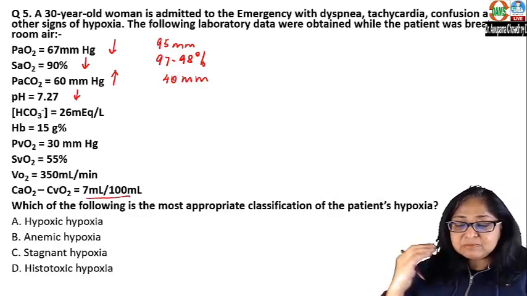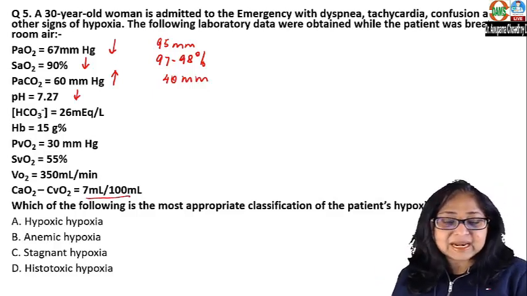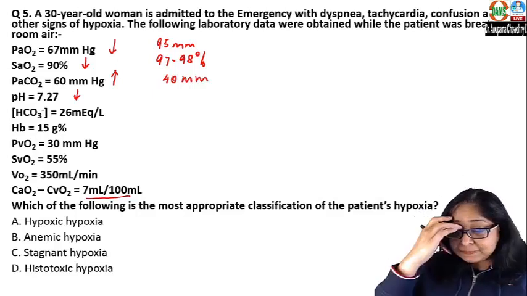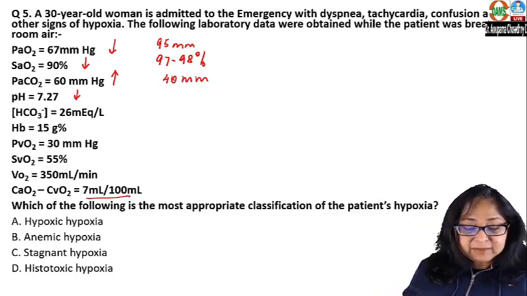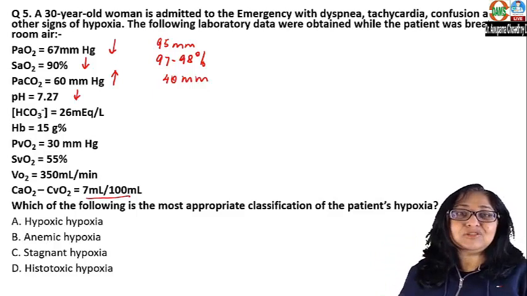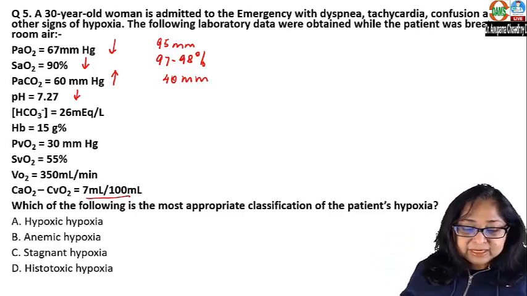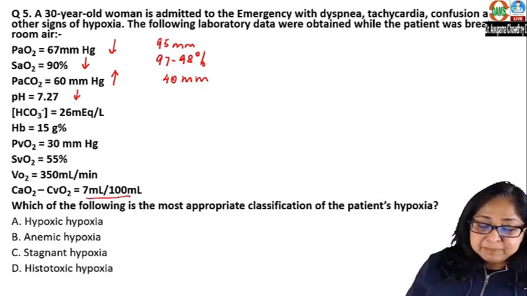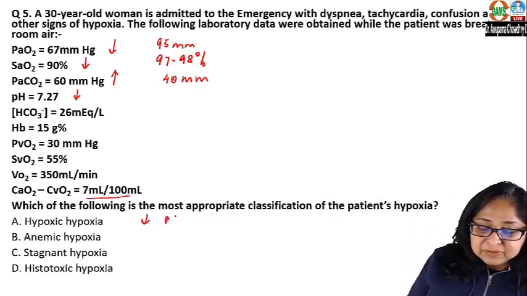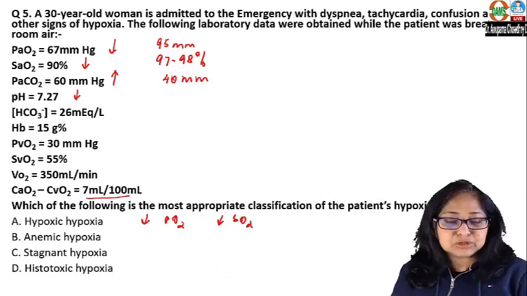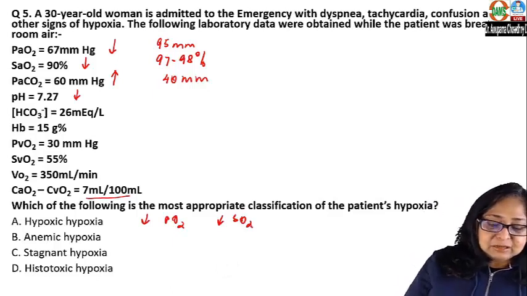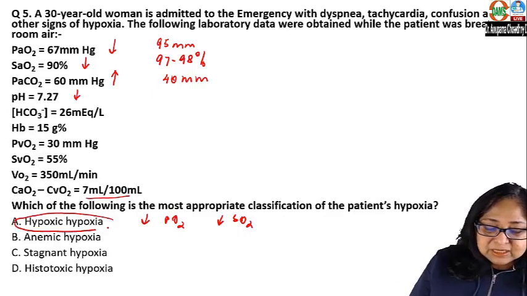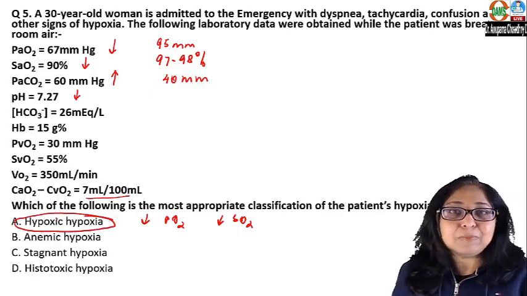Which of the following is the most appropriate classification of the patient's hypoxia? Is it hypoxic hypoxia, anemic, stagnant, or histotoxic? Now, very importantly, we must understand what happens in hypoxic hypoxia. In hypoxic hypoxia, there is a decrease in the PO2 and a corresponding decrease in saturation. So this clinical picture corresponds best with hypoxic hypoxia.